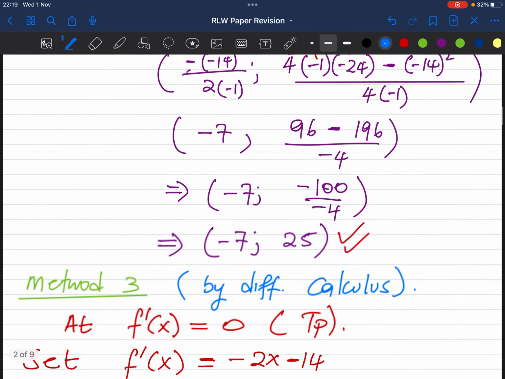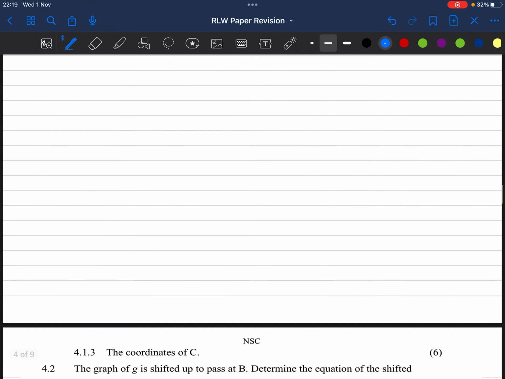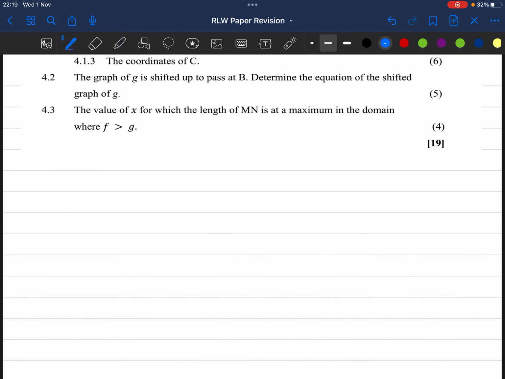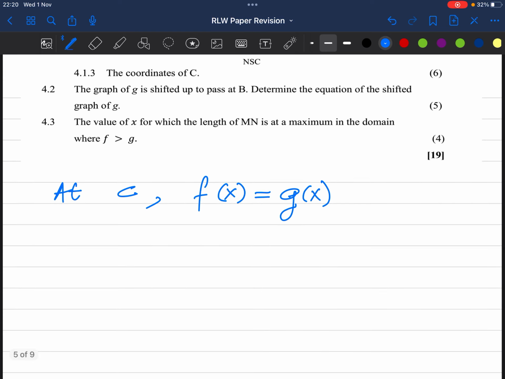All right. So now we see that point C, coincidentally, at C, f of x is equal to g of x. We call that a shared point. All right, f of x is equal to g of x at that point. Now what is f of x? We know that f of x is minus x squared minus 14x minus 24, and we know that g of x is just x plus 2.